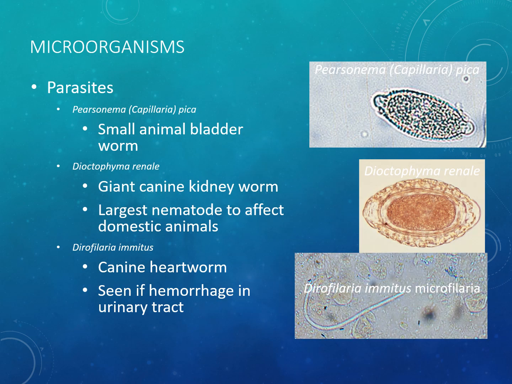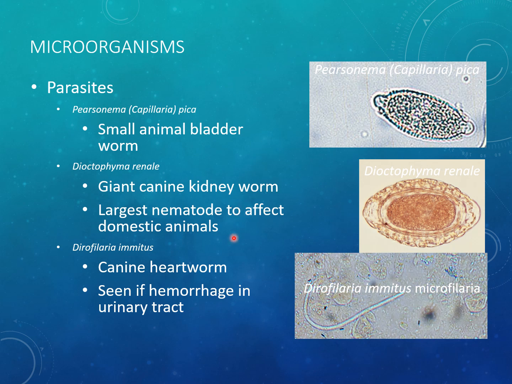So although rare, there are some actual parasites that we can see in urine, and we would see their cysts. The Pearsonema plica (Capillaria plica) is one of them. That is a bladder worm. That's this guy up here.